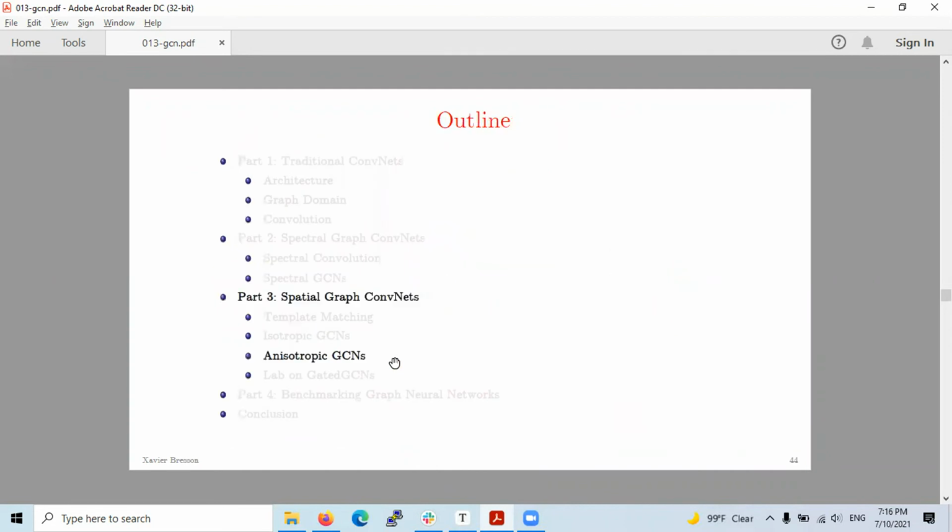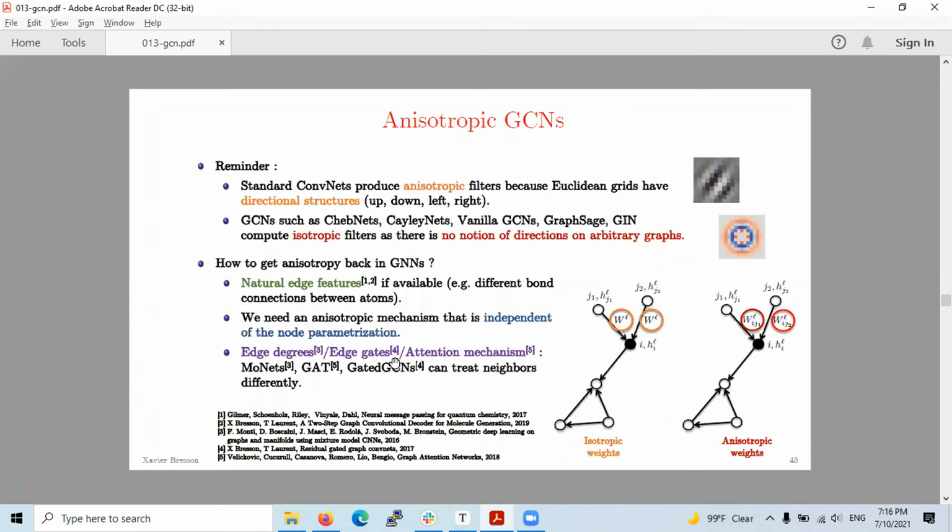Okay, so now we were dealing with isotropic GCNs. Now we talk about anisotropic GCNs, wherein there is a structure in the weights. There is a direction in the weights that the convolution layer learns. And the professor says that having a direction in the filters is something that must be desired, and it helps the network be very expressive rather than having arbitrary graphs with isotropic filters.